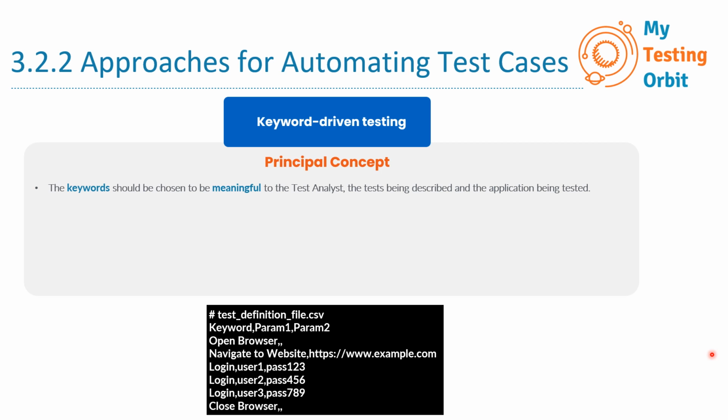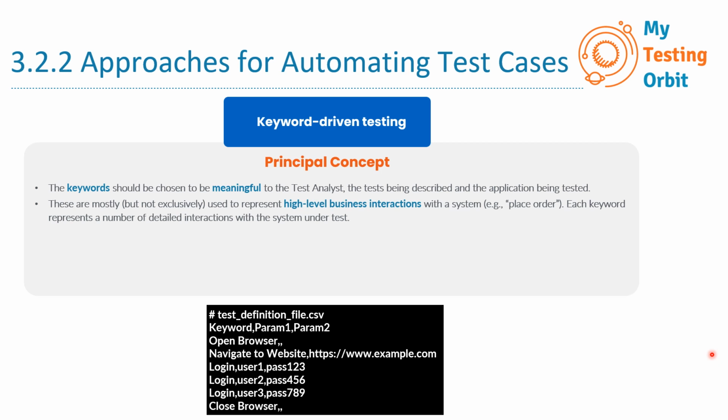Okay, let's go ahead with the other point. These are mostly but not exclusively used to represent high-level business interactions with the system. For example, place order. Each keyword represents a number of detailed interactions with the system under test. For instance, login keyword represents the action of logging into a website. So these keywords guide the detailed interactions within the test cases. For example, the login keyword specifies that the test should enter a username and password and click the login button.